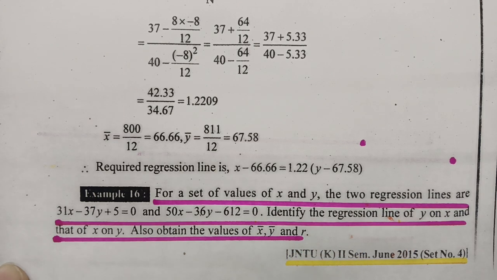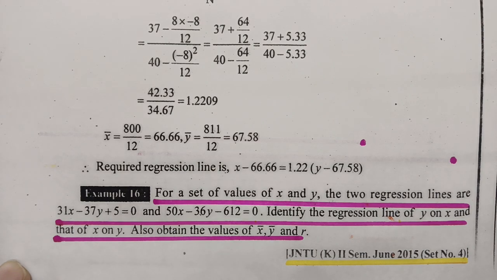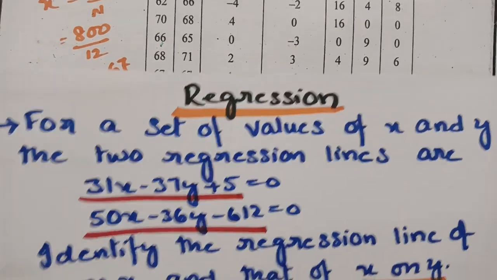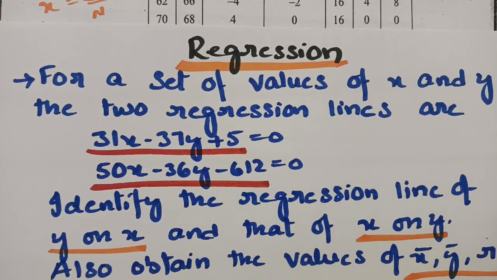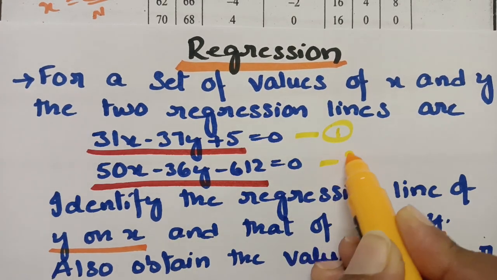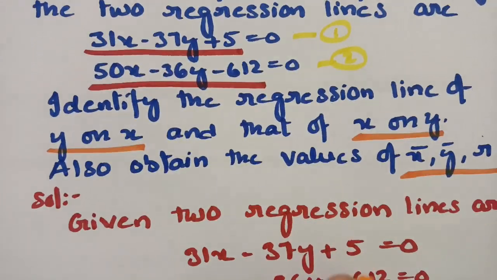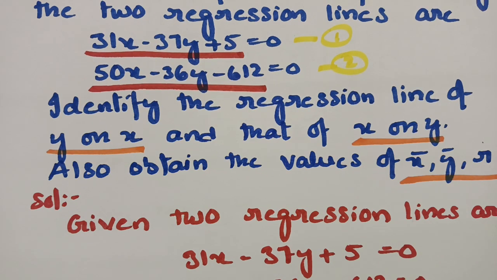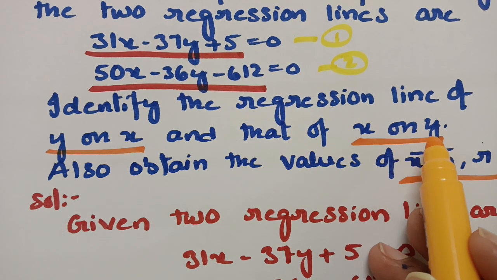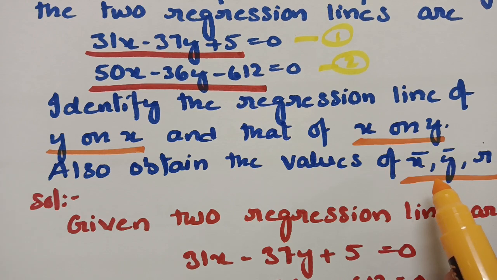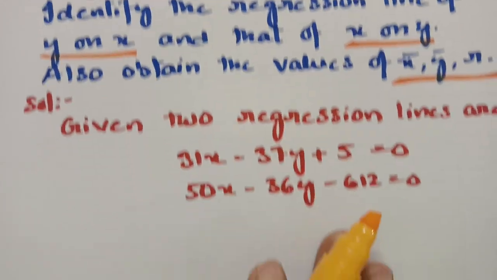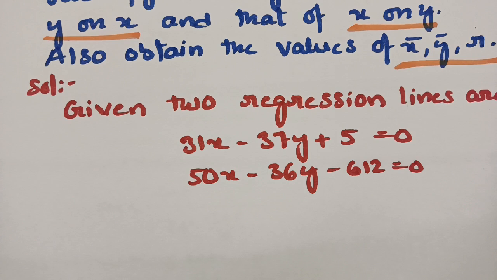So this is so easy. These two are the simple equations, and we have to solve. See here, for the set of the values x and y, the two regression lines are this one. This is equation 1 and this is equation 2. And now we have to identify the regression lines of y on x and x on y, and we have to calculate the values of x bar, y bar, and r. So these two are the regression lines. Now we have to solve these.